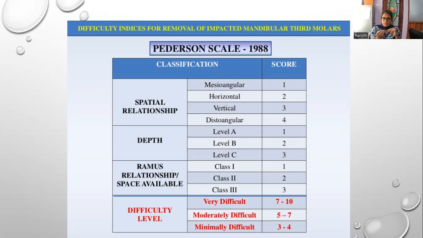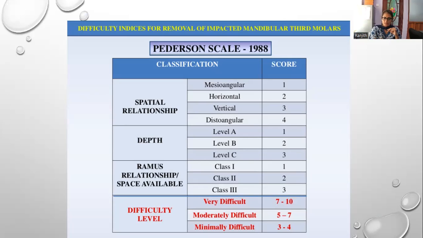Now, based on the simplicity of removal of this tooth, it has been given various scores. Mesioangular is given a score of 1 because it is considered easier for removal, whereas distoangular is considered difficult, and as a result a score of 4 is given. You have based on depth, where level A, of course, position A is at the occlusal plane.